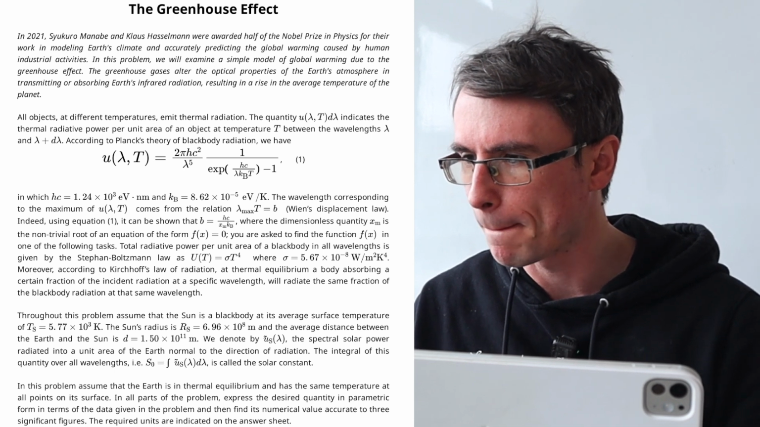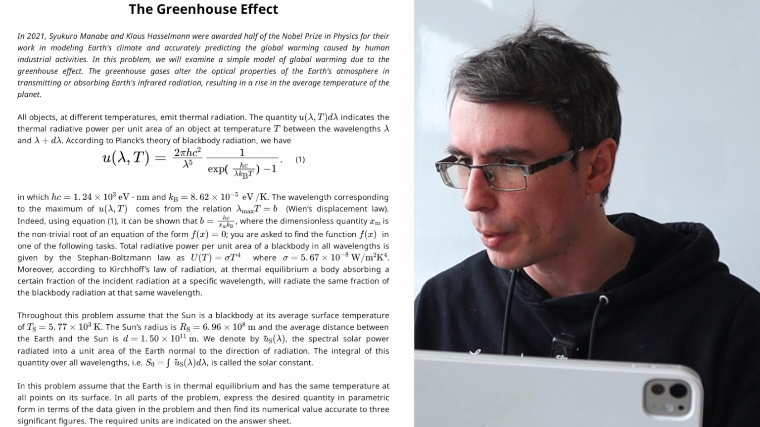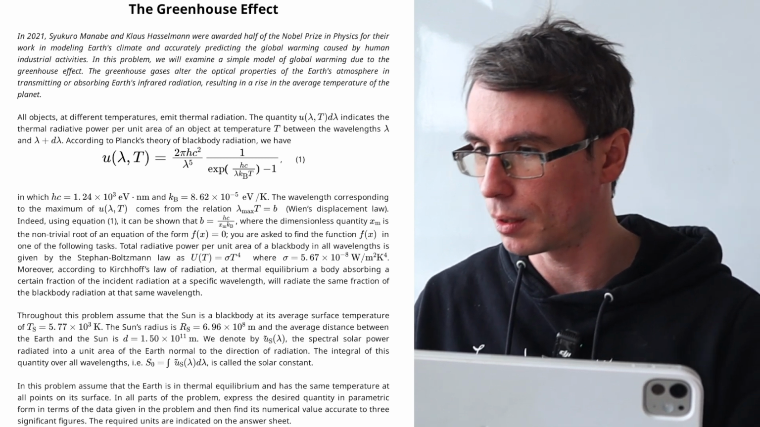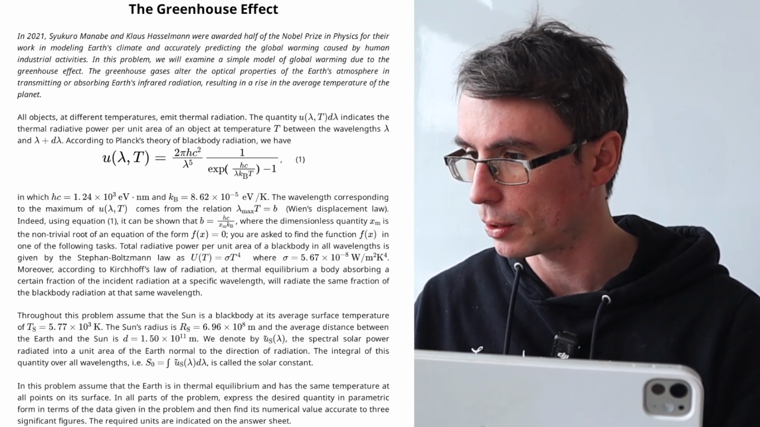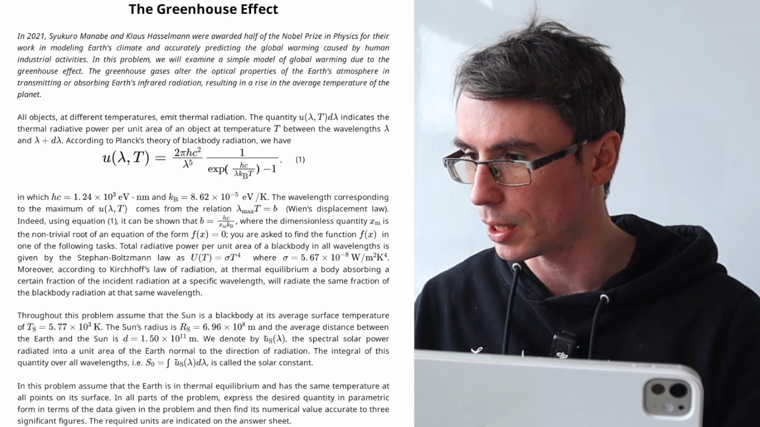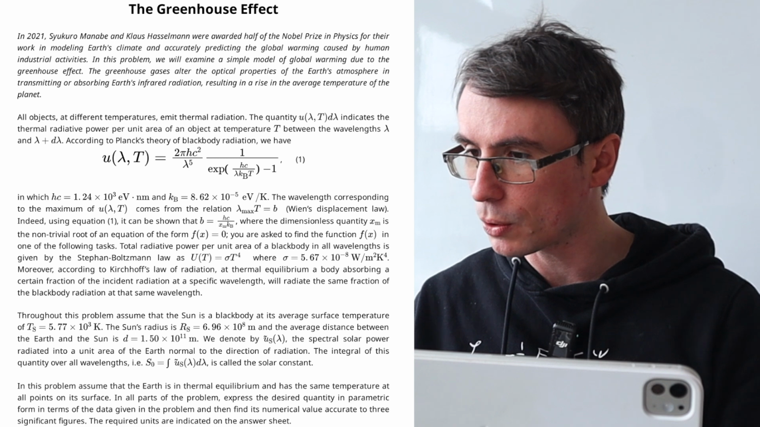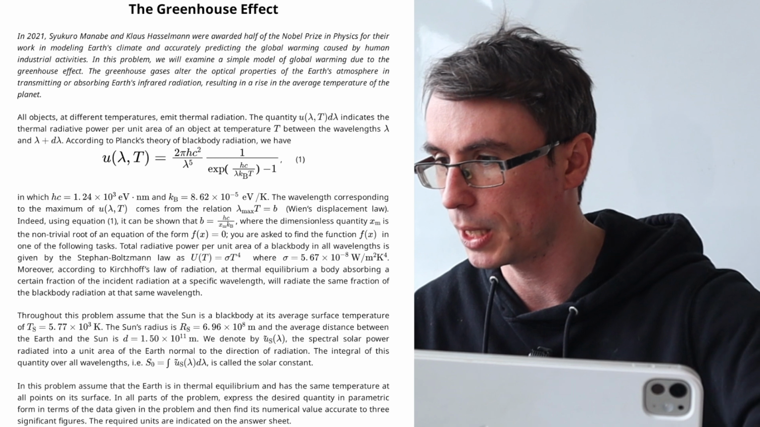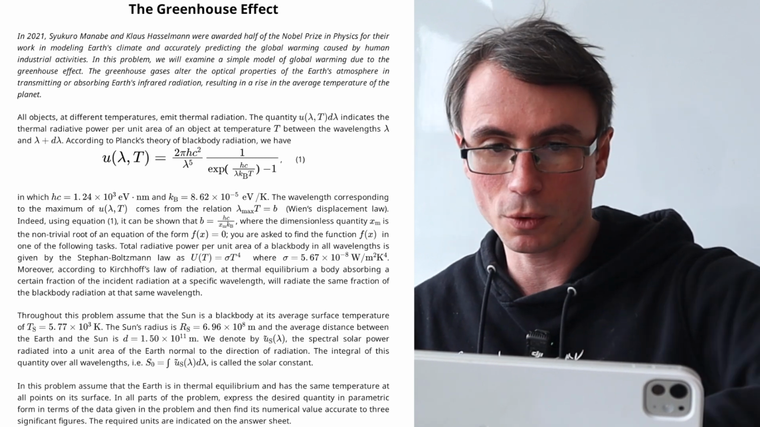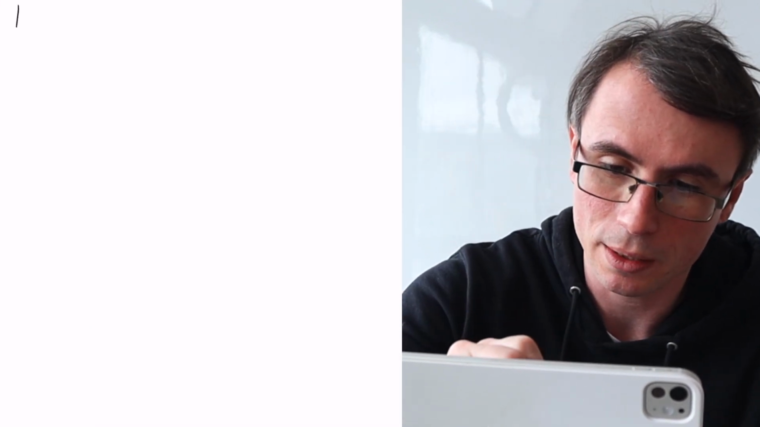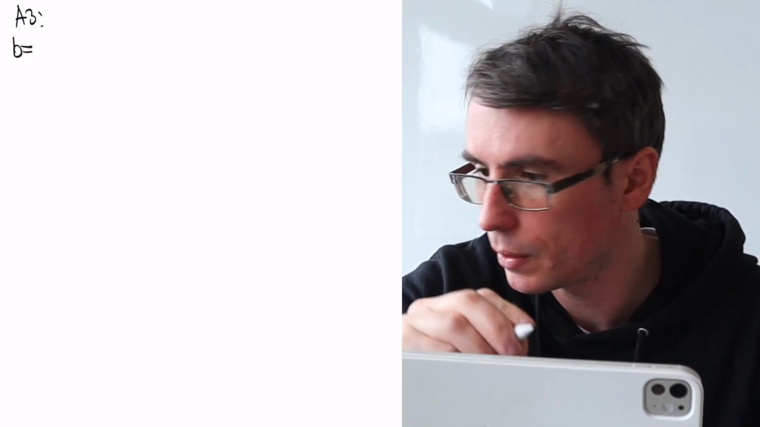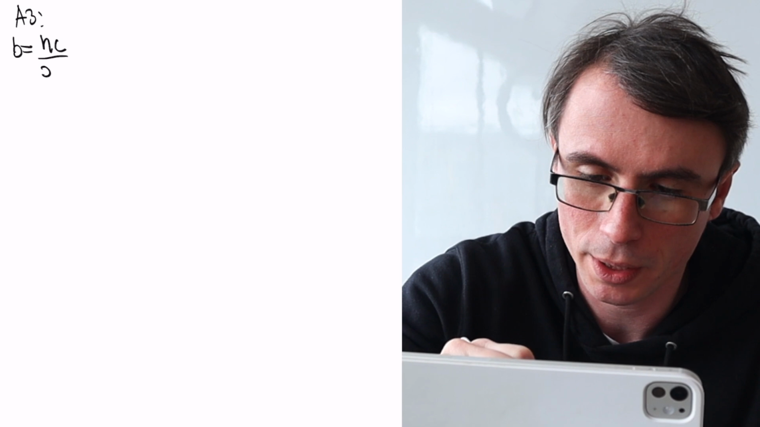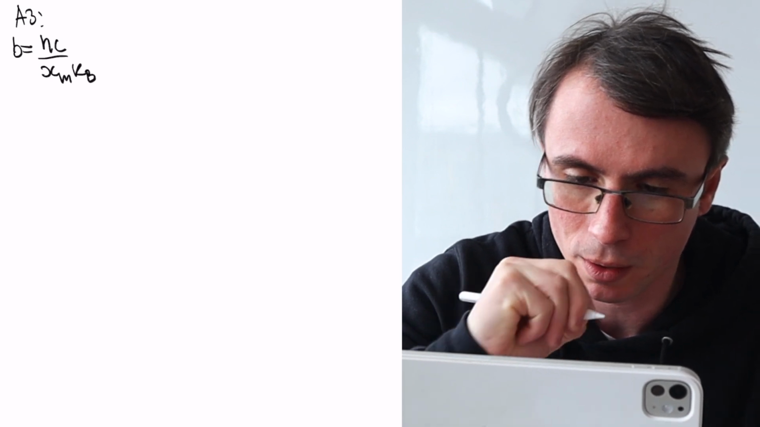So what do we see? Okay, the wavelength corresponding to the maximum of u lambda T comes from the relationship lambda max T is equal to b, which is Wien's displacement law. Indeed, using equation 1 it can be shown that b is hc over xm kB. Okay, the first thing that I'm going to do for A3 would be simply to rearrange for xm. I'm just going to calmly write b is equal to hc over xm, Boltzmann's constant.